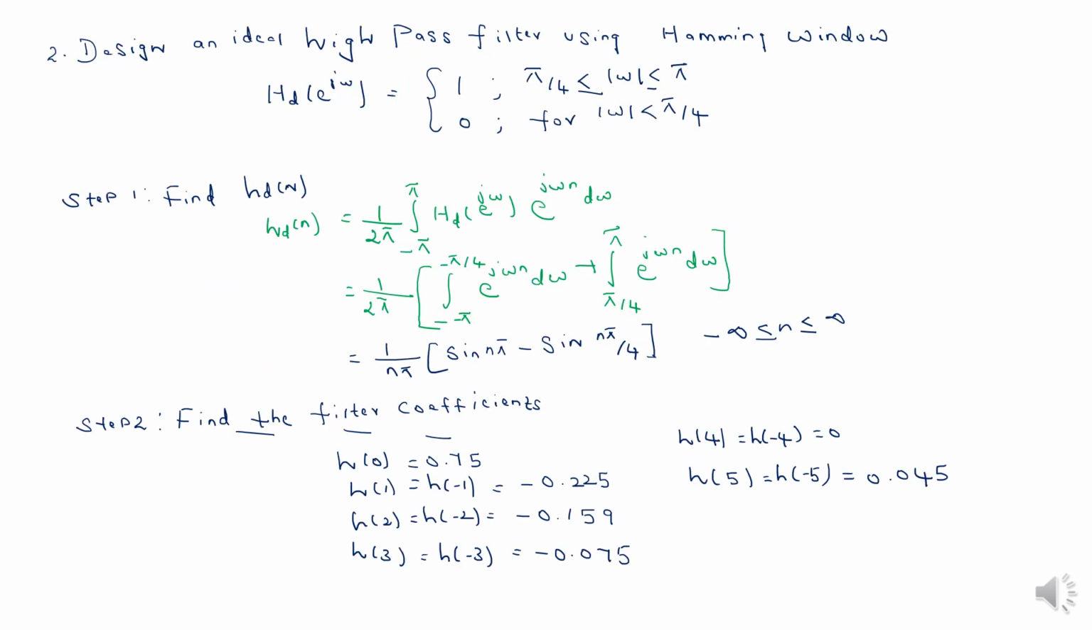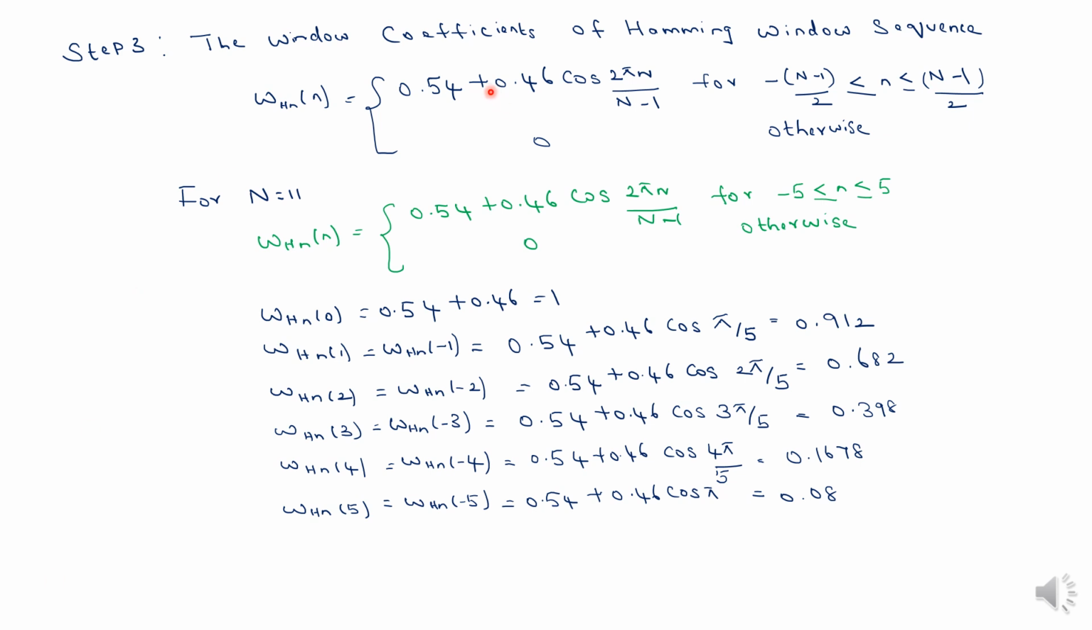The same problem could be solved using the Hamming window. In order to solve the same problem using the Hamming window, step number 1 is retained, where we find the infinite impulse response sequence and the filter coefficients of the infinite impulse response sequence. This is again the same. The only change is to change the window sequence according to the question.